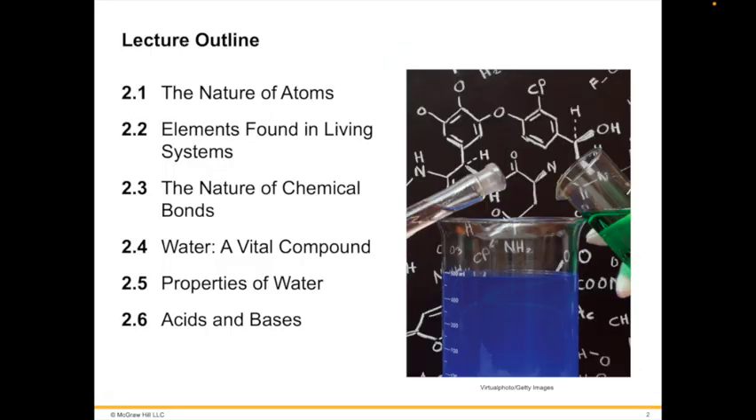Let us begin. As we go through this chapter, there are 6 sections, and you will have questions from each of those 6 sections on your test. We'll start here with the nature of atoms.